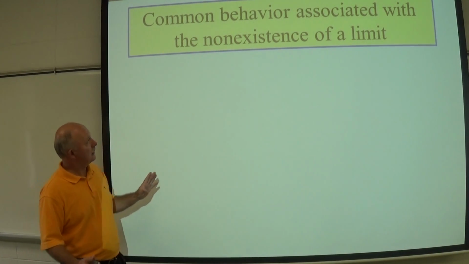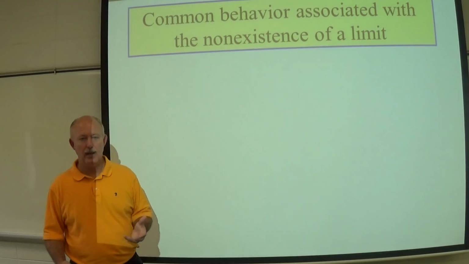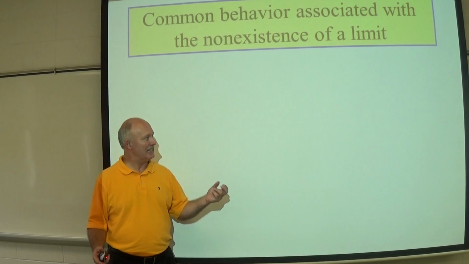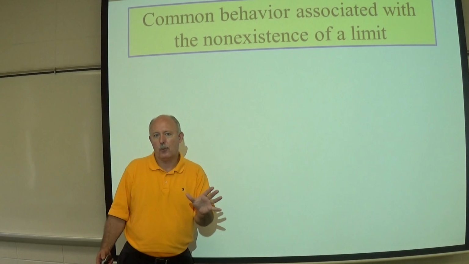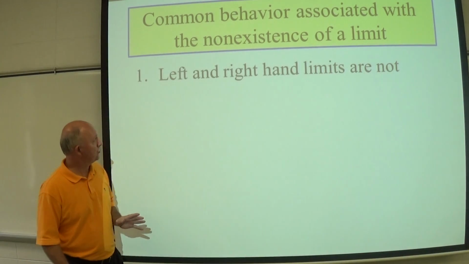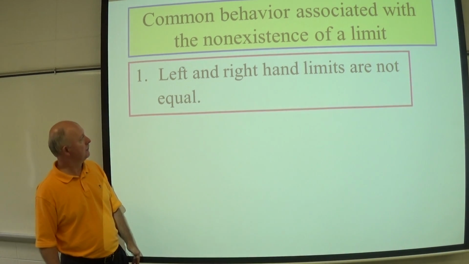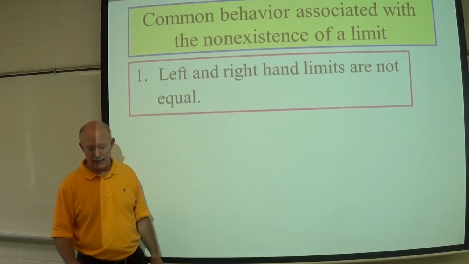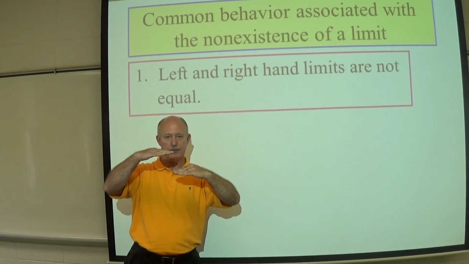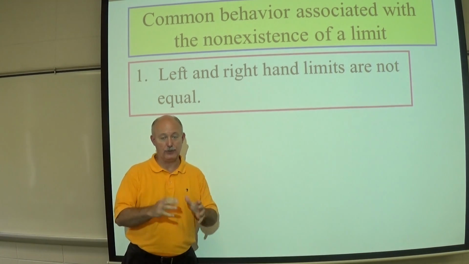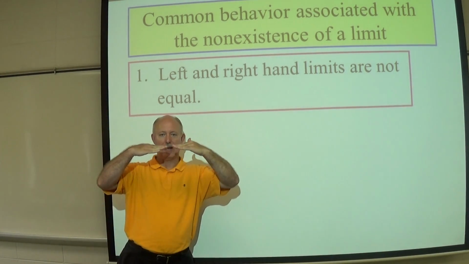All right, next we'll take a look at some common behavior associated with the non-existence of a limit. We looked at a couple of these at the beginning of this video. So here are a couple of instances in which a function will not have a limit. Here's the first one: anytime the left-hand limit and the right-hand limit are not equal. That indicates a jump or a gap in your graph, and the limit doesn't exist. So the left-hand limit and the right-hand limit have to be equal to each other. The graphs would have to meet.